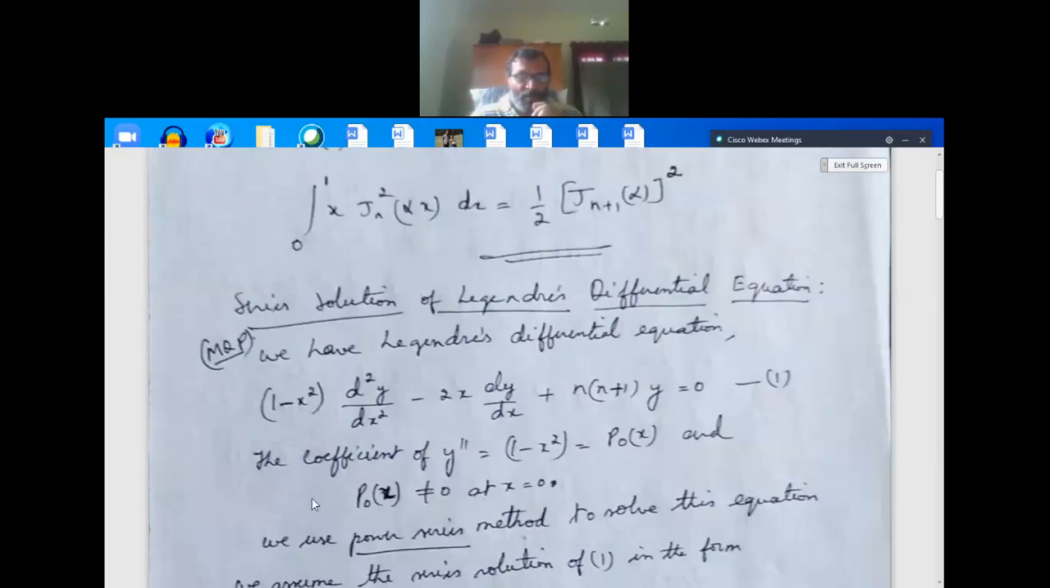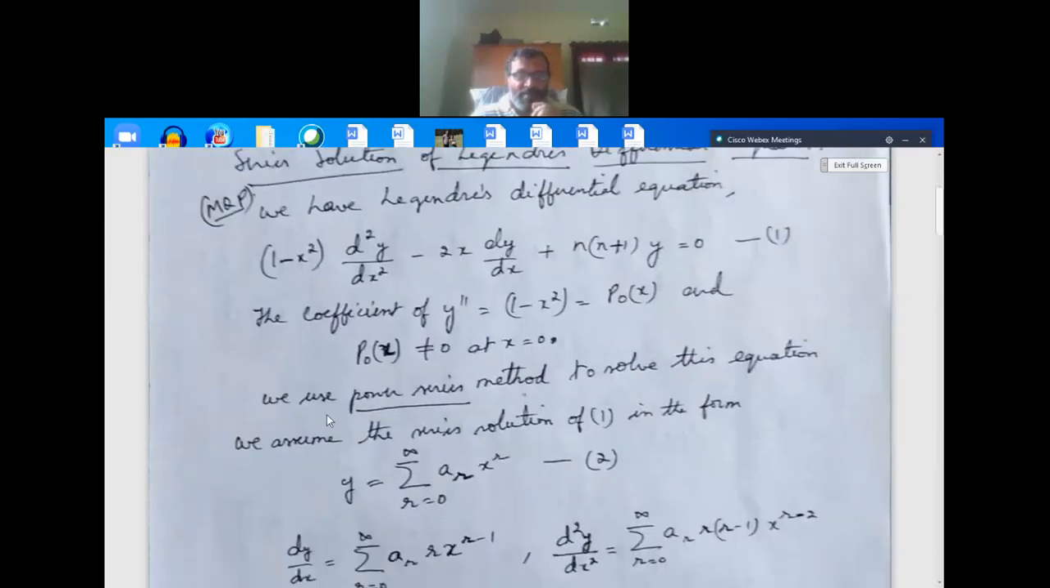Now we use the power series method to solve this equation, because p naught of x is not equal to 0.